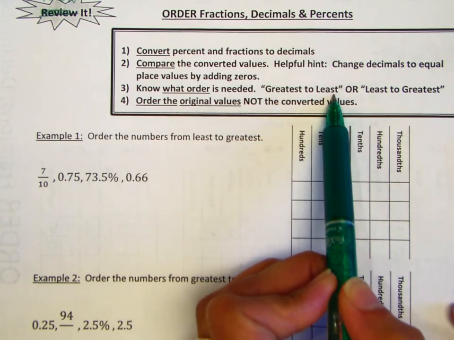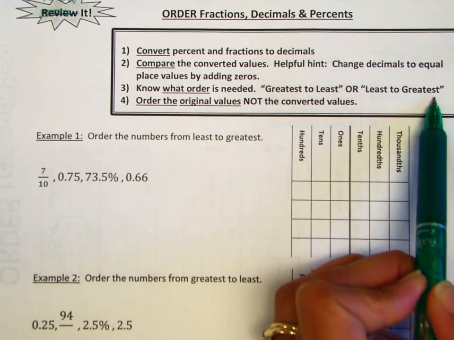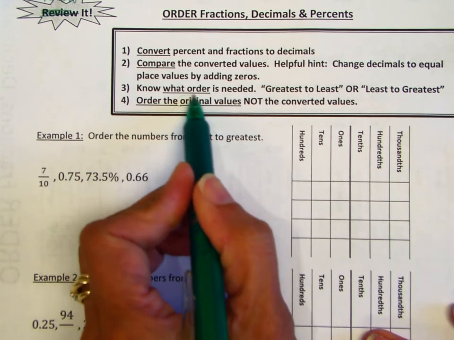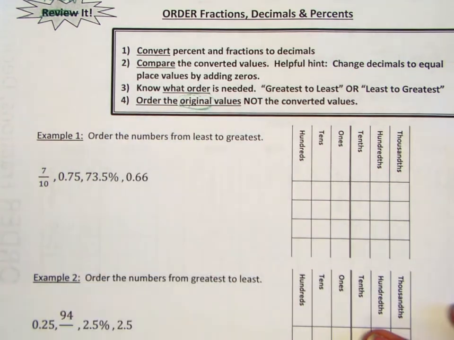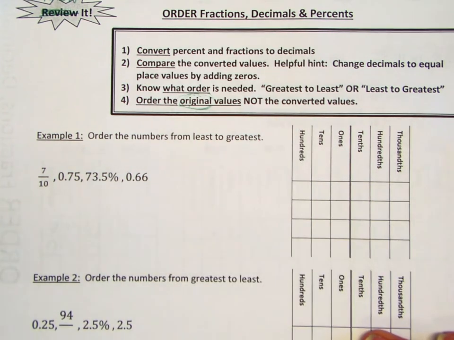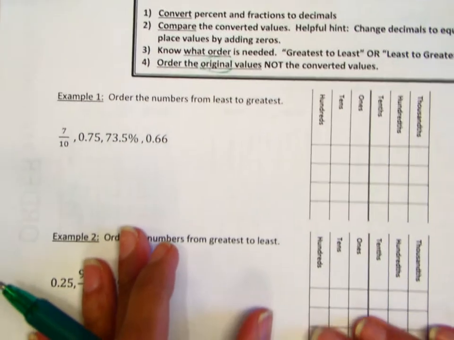I want to know if it's greatest to least or least to greatest, and the directions will always tell me, so be sure to read those first. Then you can put the original values. This is very important. Original values need to be put in order, not the converted values. So let's look at our first example.